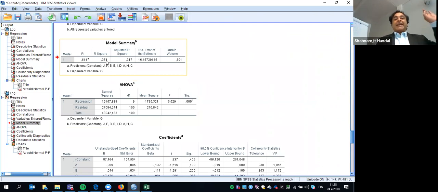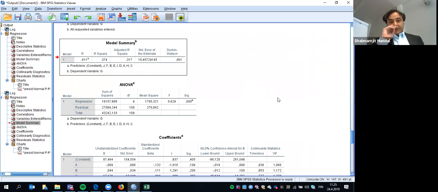But then there's a small catch: the R square value can go up even if you add some nonsensical variables. Then we use adjusted R square. Adjusted R square is a decent value. It's a nice value to see.